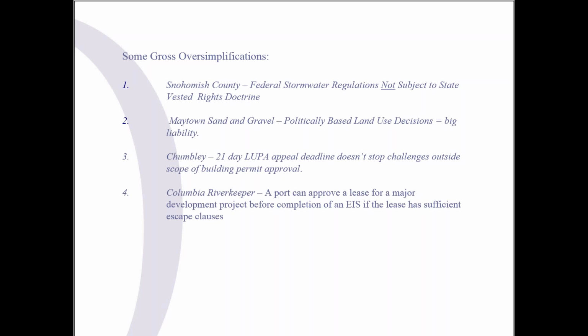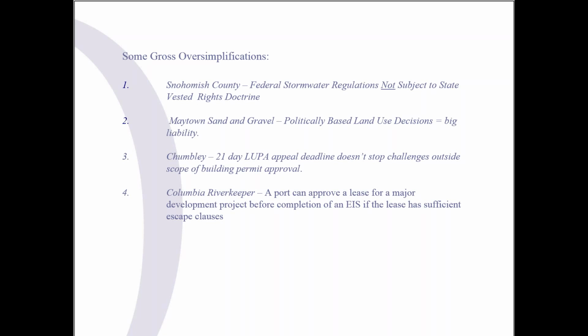Third case, another one of our 21-day judicial appeal deadlines. This case is a little different from most. Those of you who have dealt with the 21-day appeal deadline probably understand by now that once that appeal deadline is passed, the decision is valid. You can't challenge it anymore, no matter how wrong that decision was.